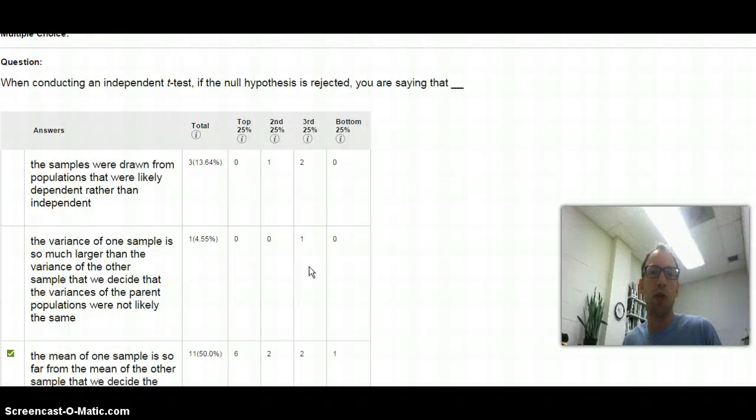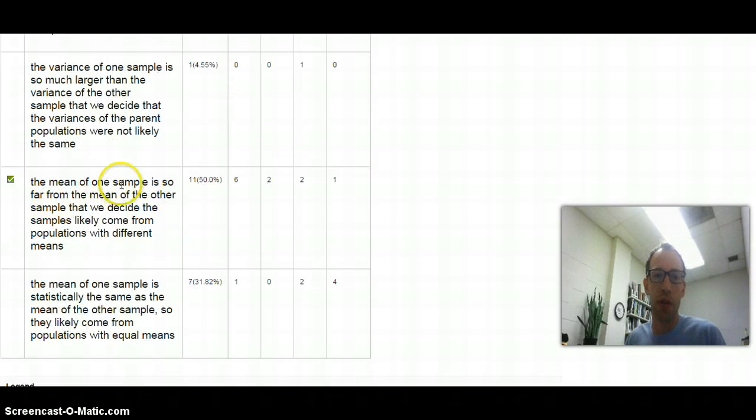Okay, so when we're looking at an independent t-test, if the null hypothesis is rejected, we're saying the mean of one sample is so far from the other mean that the samples likely come from populations with different means. This is a bit complicated to explain, but let's say we're looking at males and females and difference in attitude towards math.